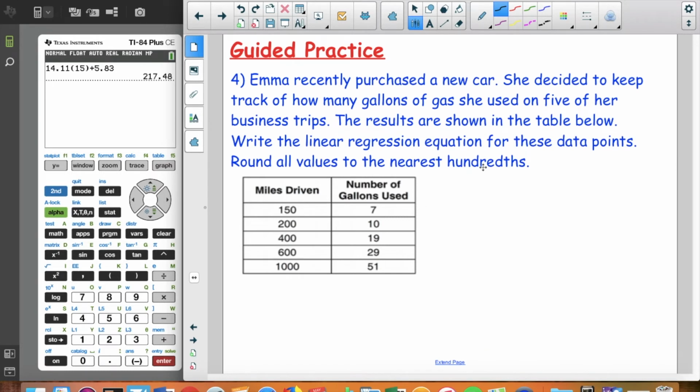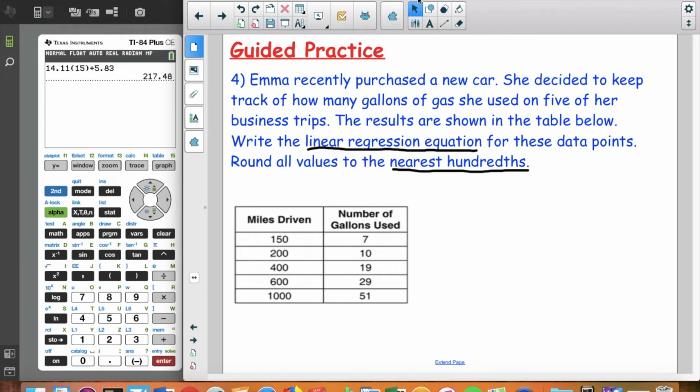Emma recently purchased a new car. She decided to keep track of how many gallons of gas she used on 5 of her business trips. The results are shown in the table below. Write the linear regression equation, so we're using our calculator for these data points. Round all values to the nearest hundredths. So here are our data points. Nothing is labeled X and Y, but first column is usually going to be our X. The second column will be our Y.